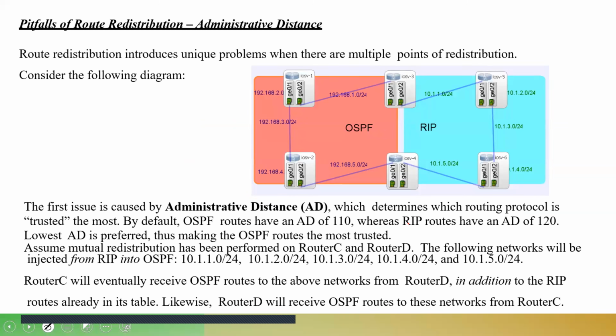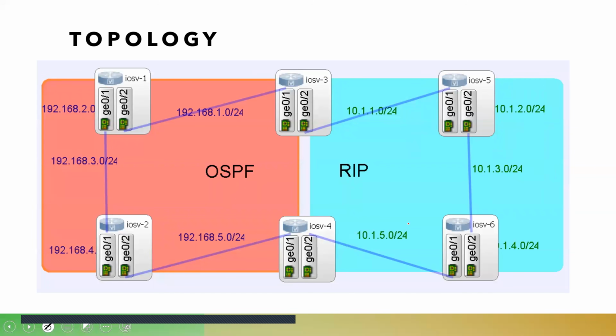So now we have the lab section. I'm going to show you the lab scenario that we are going to discuss now. I have this lab topology here. We have 6 routers. You can see 1, 2, 3, 4, 5, and 6. And these two, router number 3 and 4, router C and router D, are working as area border routers, meaning they are running both the protocols, OSPF and RIP.